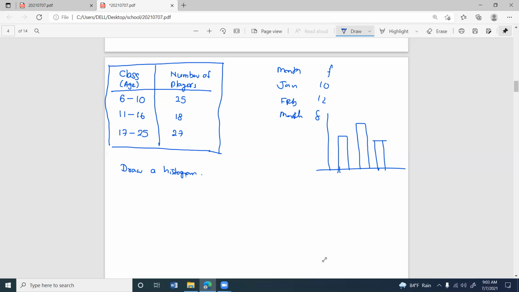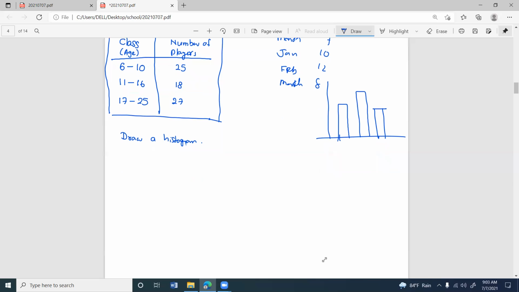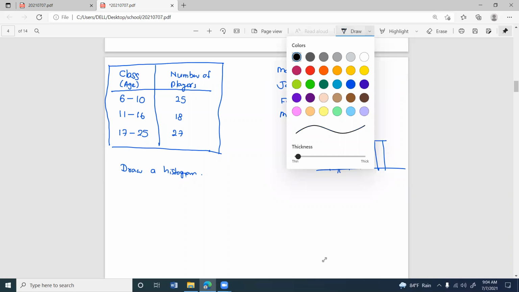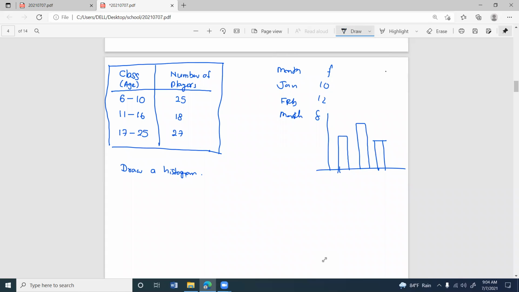Okay. Initially, let's try to draw the histogram. In this case, there is a gap between these bars. Look at this. What is the first step? The first step is you need to adjust the class boundaries. This is 5.5 to 10.5, this is 10.5 to 16.5, and this is 16.5 to 25.5, right? Now, if you have any doubt about how I got these class boundaries, please raise your hand.